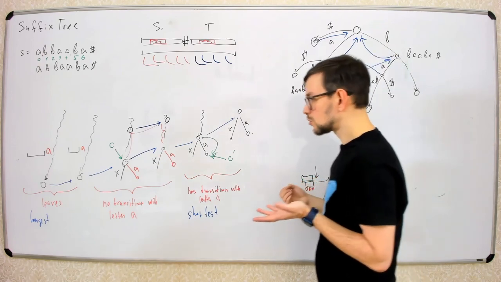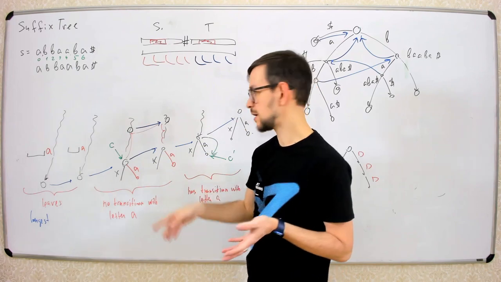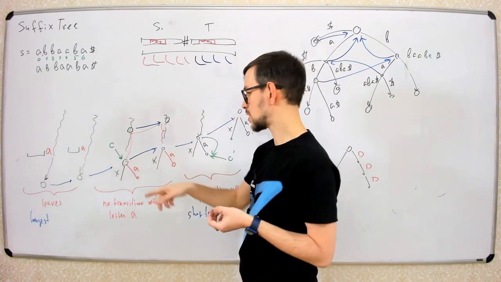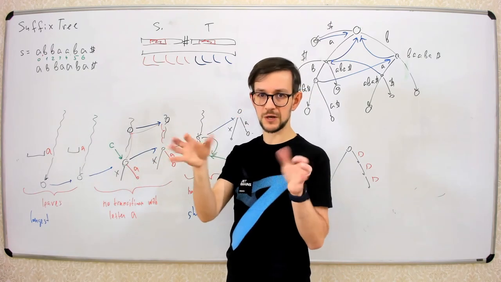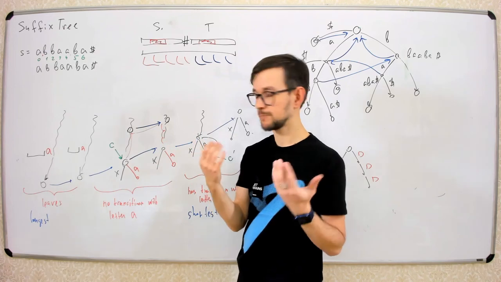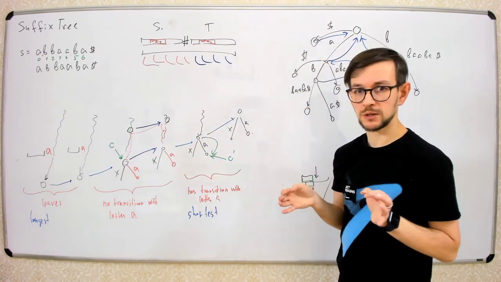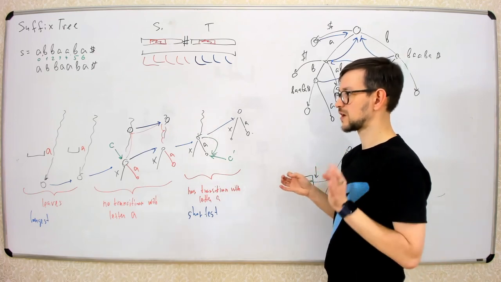Also, when you try to add this letter A, there may be two cases. You may be in a real node, or you may be in the middle of an edge. If you are in a real node, you just add this label. If you're in the middle of an edge, you need to split the edge into two edges. It's actually not the hardest algorithm to implement. It's tricky, but not as painful as it looks.